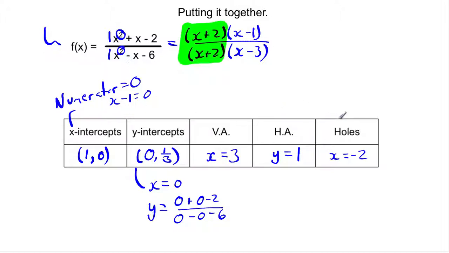I will give you charts like this, and all you have to do is fill them in. Remember, x-intercepts, for fractions, you make the numerator 0. For y-intercepts, you turn x into 0. Vertical asymptotes, which values will make a factored denominator equal to 0. Horizontal asymptotes, look at those degree rules. And for holes, which values would make the denominator 0, but have the same factor in the numerator.